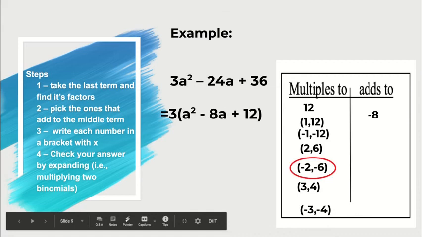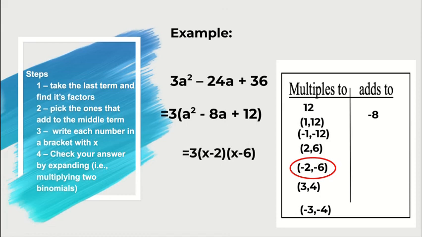So our answer here is negative 2 and negative 6. So we're only going to change the inside to include brackets with this. So I've got 3, bracket x minus 2 and bracket x minus 6.